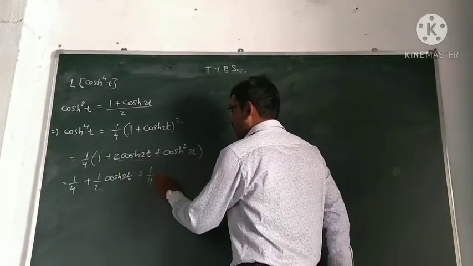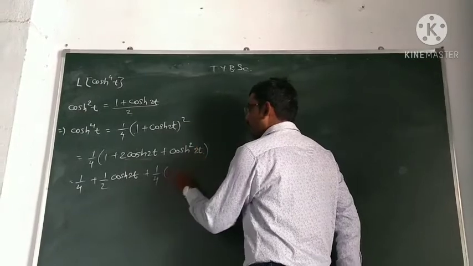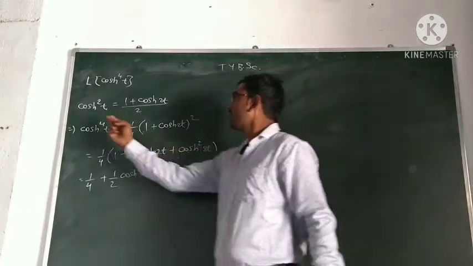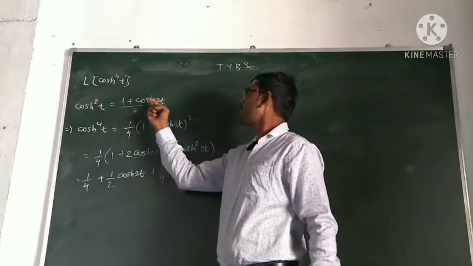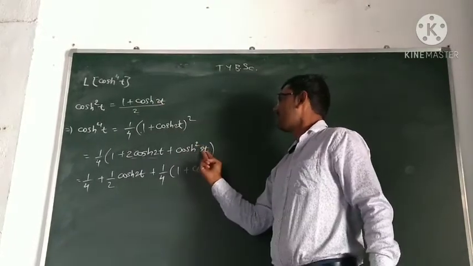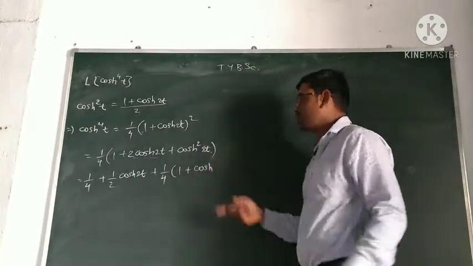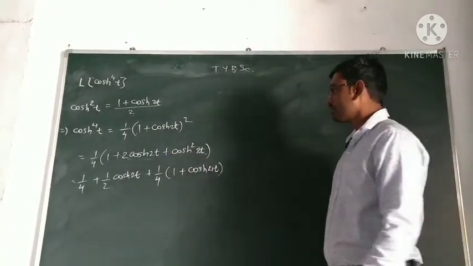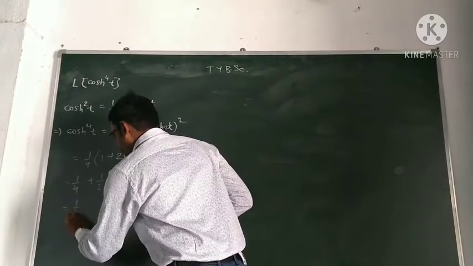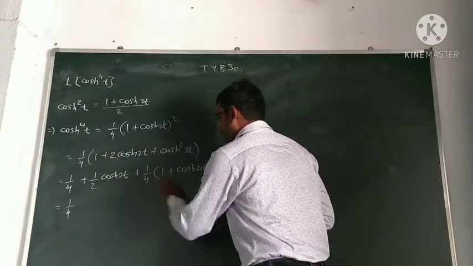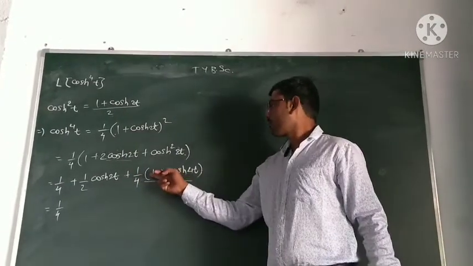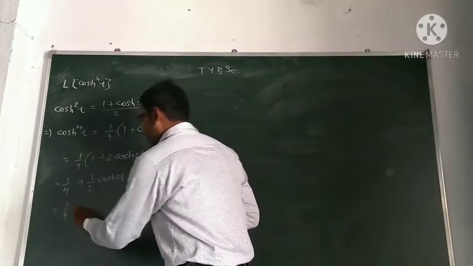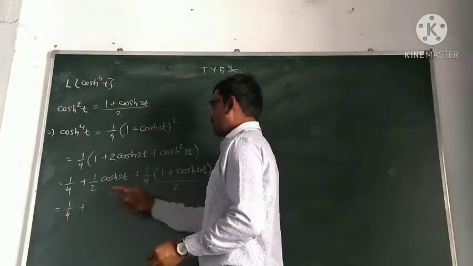So 1 by 4 into the value of cos h square 2t will be equal to 1 plus cos h 2 times this. Here only cos h square t was there, so here it is 1 plus cos h 2 times t. Here it is 2 times t, so 1 plus cos h 2 times 2, that is 4t, so cos h 4t. Now this is equal to 1 by 4 upon 2 also: 1 plus cos h 2 times 2t upon 2 also there.